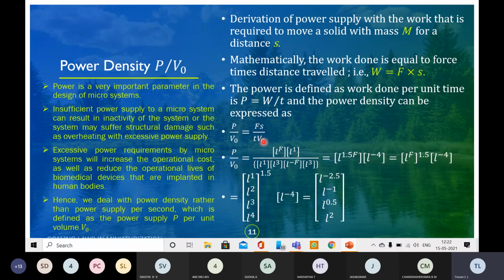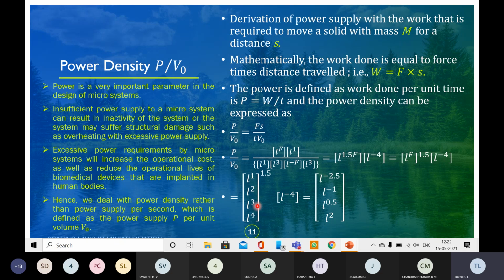So T into V naught is represented by this value here, right? So L to the power of 1, L cube, L to the power of minus F into L cube here. Substitute, then we'll be getting L to the power of 1.5 F, right? 1 minus this value, right? Then L to the power of minus 4 here. So this equation can be once again written as L to the power of F into L to the power of 5 into L to the power of minus 4 here.